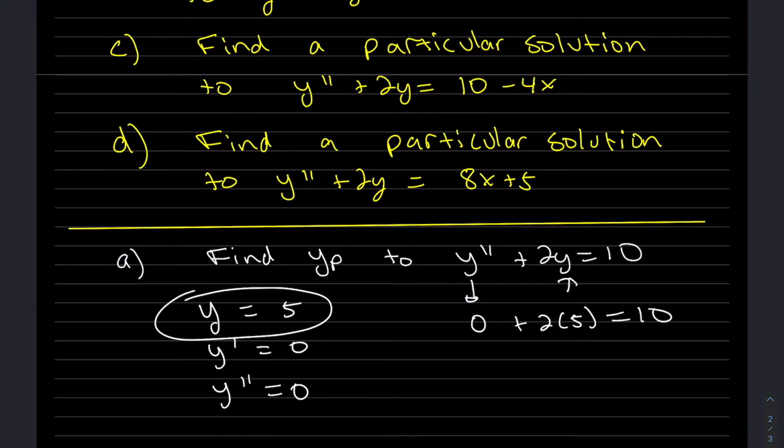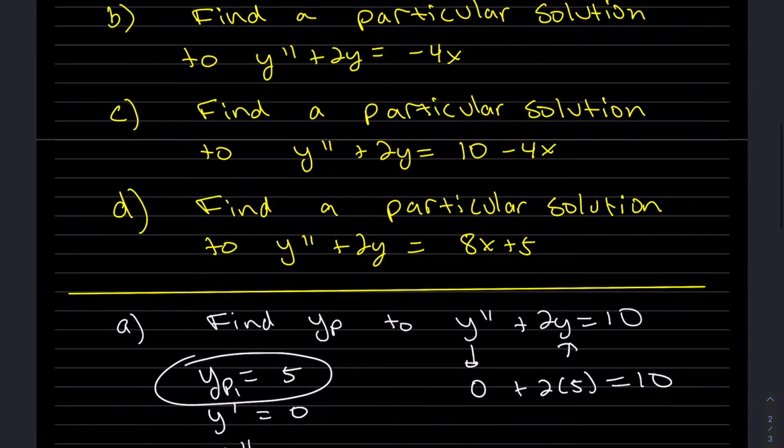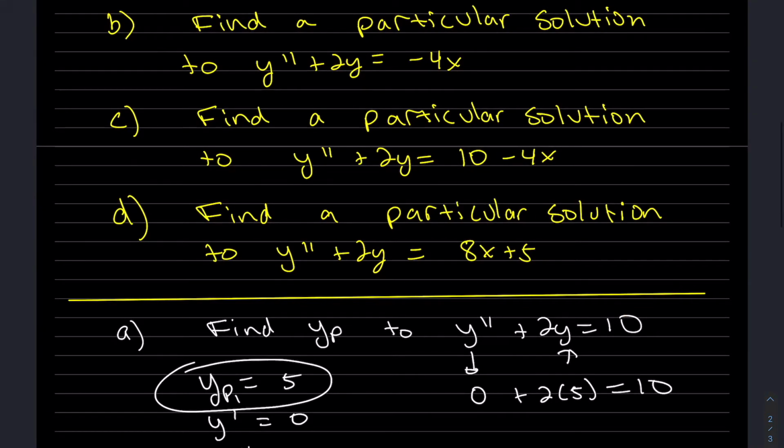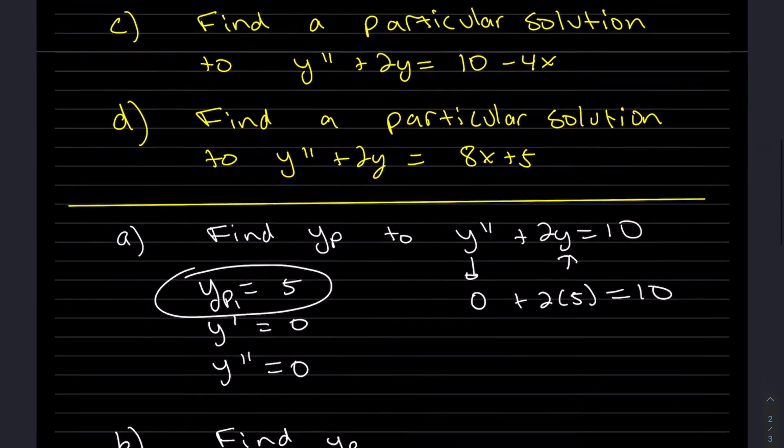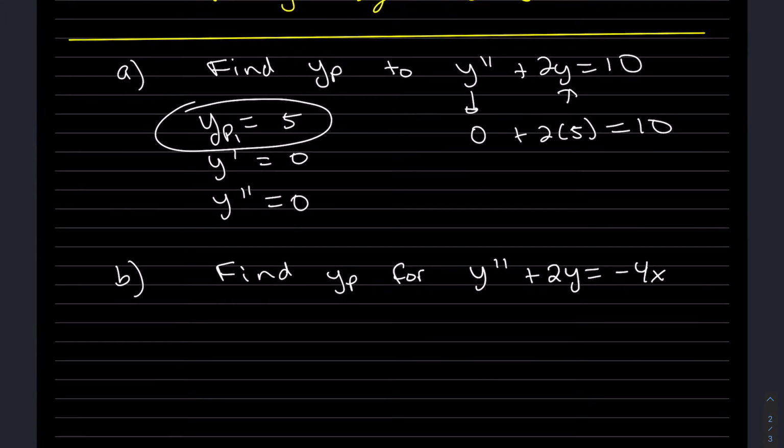There's my YP1. We want to call it that. Let's do it again. Find the particular solution for the same DE on the left, but my g of x is minus 4x. So equals minus 4x. Okay, so again, what is y? What's a solution to this? It's going to be a guess and check, such that when I find my second derivative and plug in y, I get a true statement.